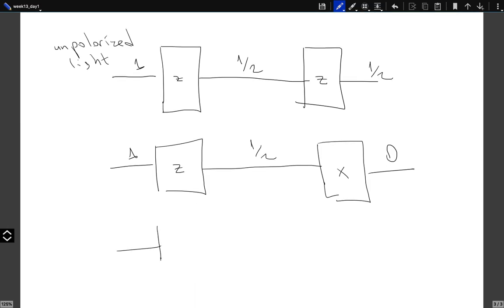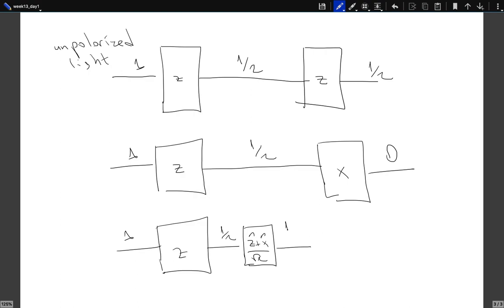Now, let's do the third experiment. Z. Only half of it goes through. But here you put a polarizer which picks up polarization in the, let's say, z hat plus x hat direction. So half of it will go through. The intensity will be 1/4. Then you put this x polarizer. The intensity will be 1/8.